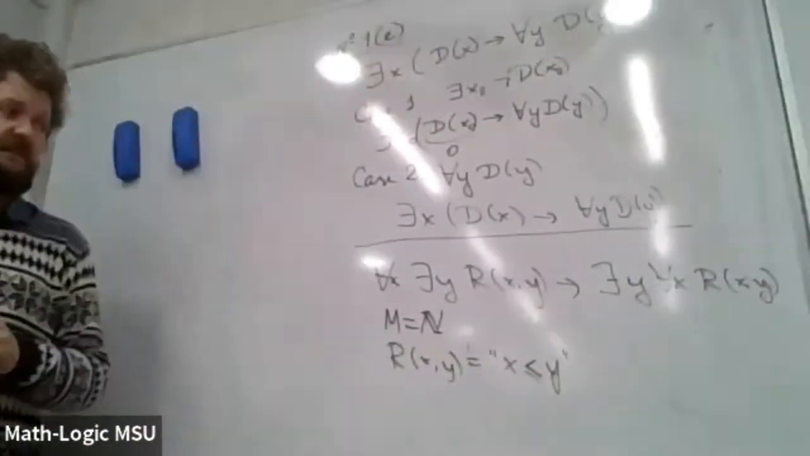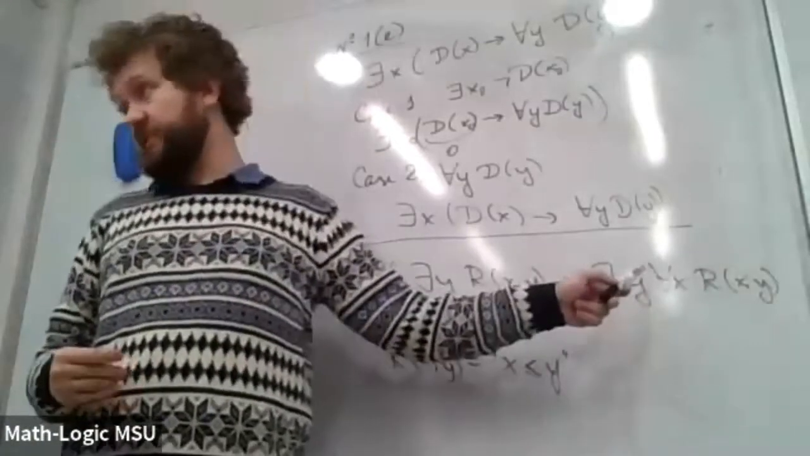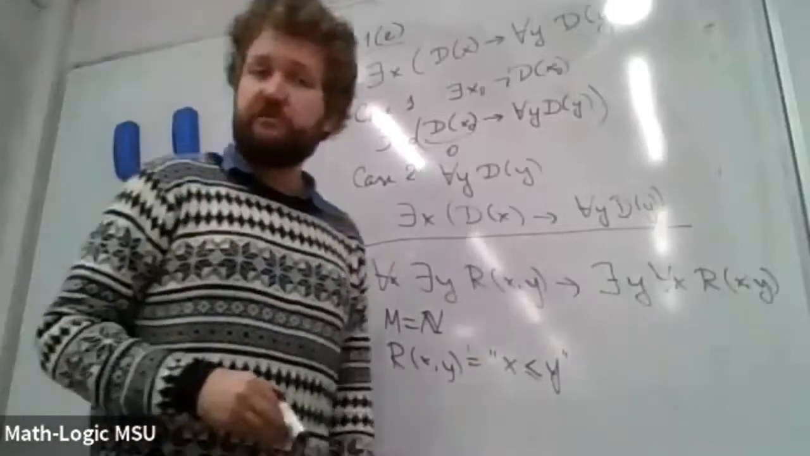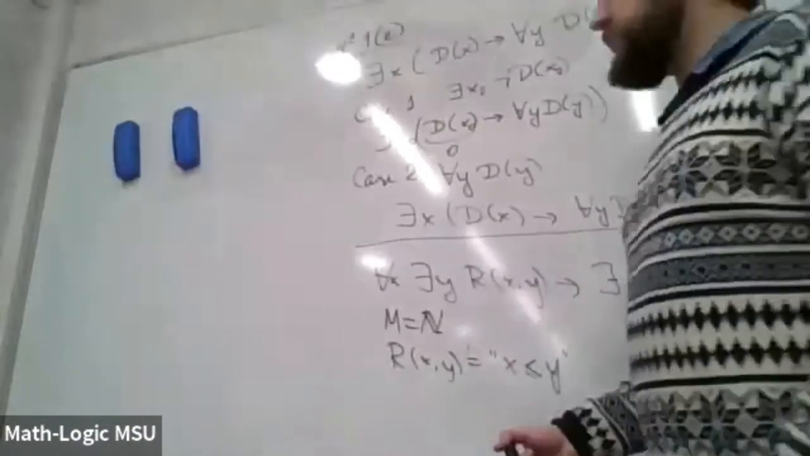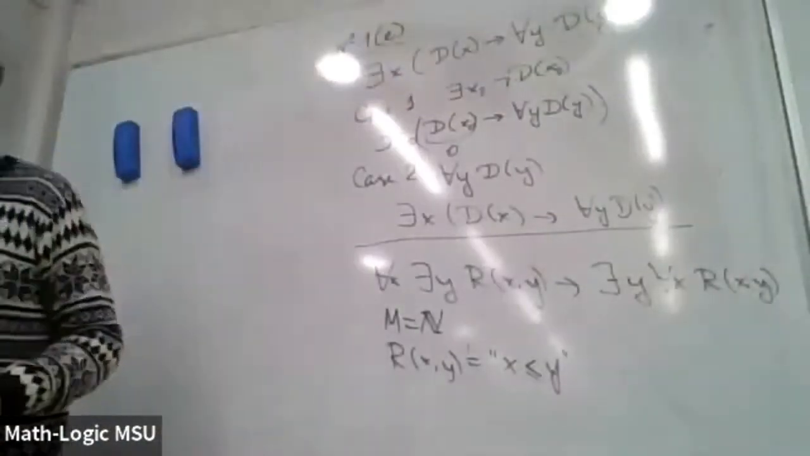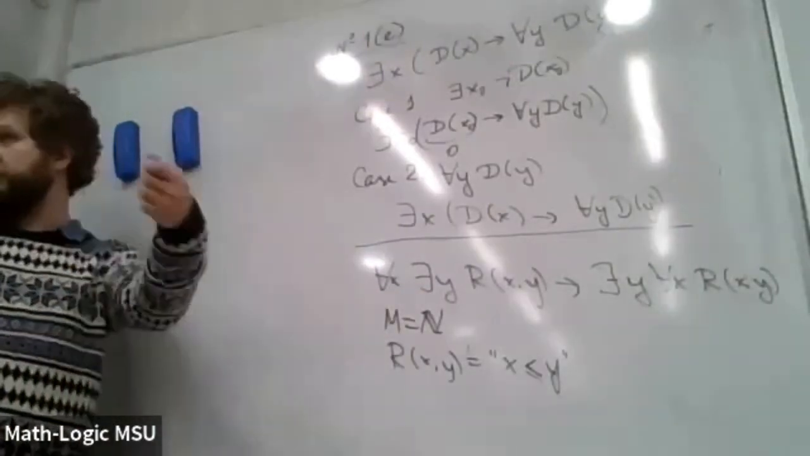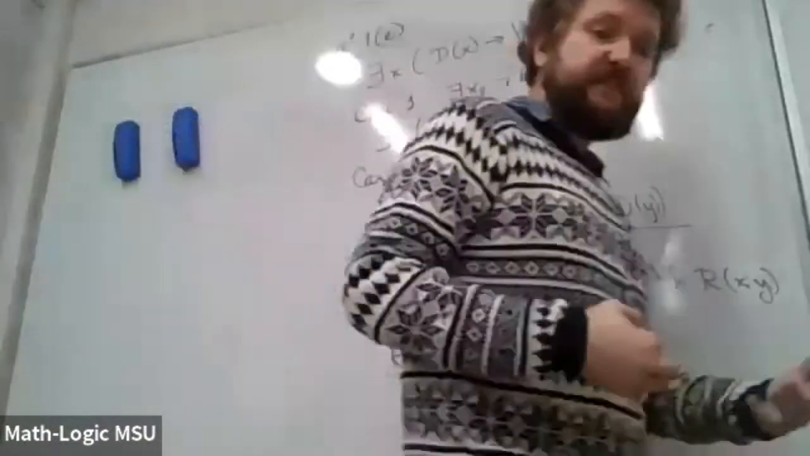With less, this is impossible because nothing is less than itself, for example. But even here, there is no maximal natural number. So there's no natural number which is greater or equal than all natural numbers. But for each number, there is something which is greater or equal than it, for example, plus one. So this is an important thing.